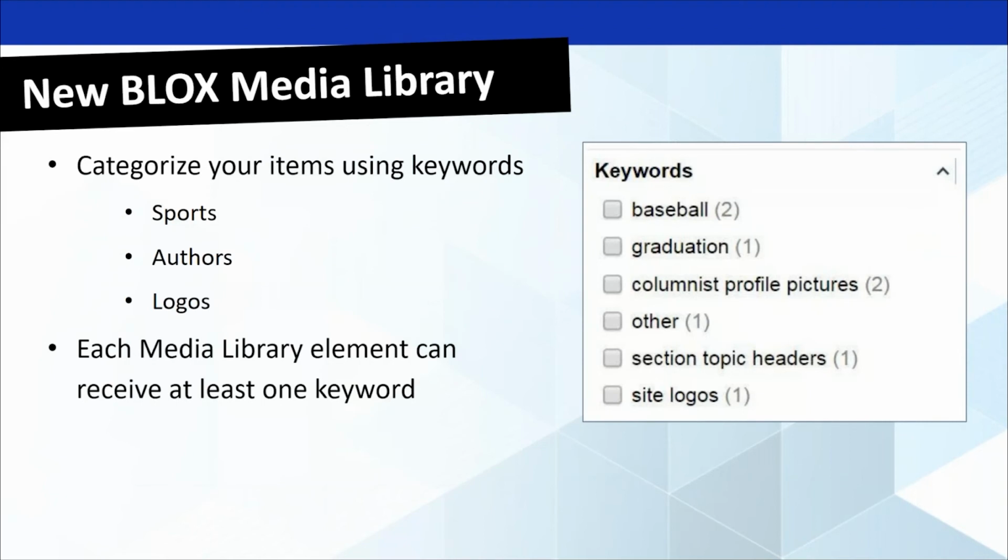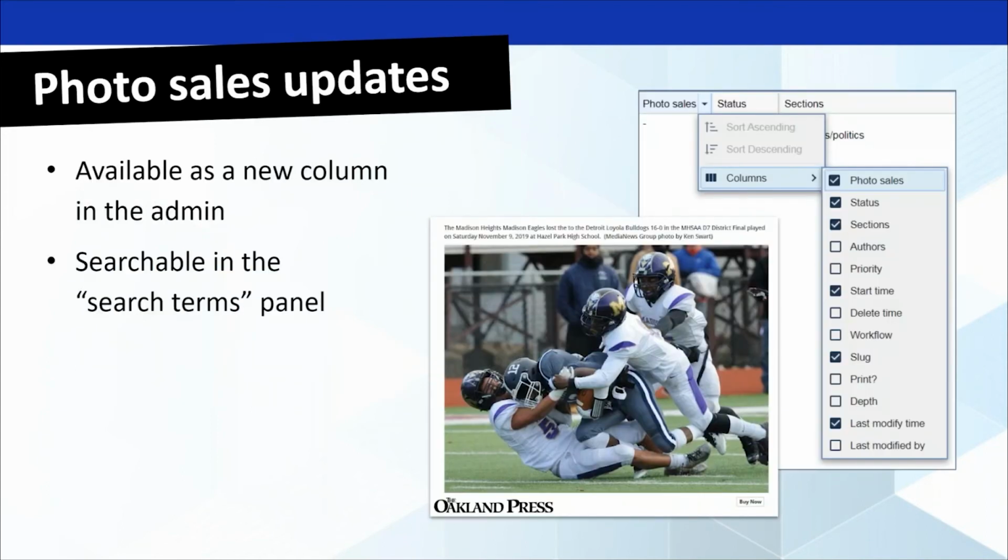One of the ways that you can categorize your items, these don't have folders or section tags associated to them, but they do have keywords. So what we would recommend is that you use the keywords in order to categorize them. And again, you really shouldn't be doing news photos, but you should have things like section topic headers, site logos, maybe columnist profile pictures. Those types of things are great to be added to here. And then you can use keywords to file them away or help differentiate them. Obviously, you can have multiple keywords on a per image basis.